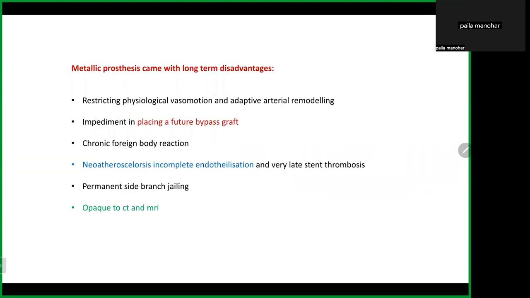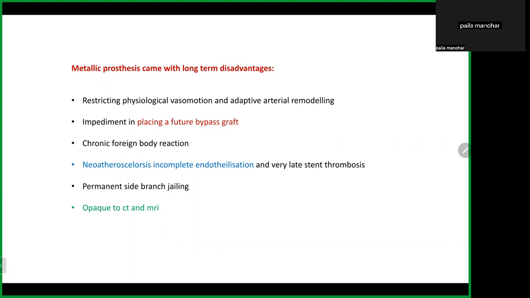So what was the problem with this metallic platform, with its long-term disadvantages? Why did they want to invent a bioresorbable scaffold? The first thing is that the metal restricts physiological vasomotion and adapting to arterial remodeling, which is difficult with the metallic platform on the outside layer. And in case of future bypass grafting, the suture cannot be placed easily on the native vessel because of the stent. And the polymer gives a chronic foreign body reaction. This is one of the long-term disadvantages of the metallic platforms.